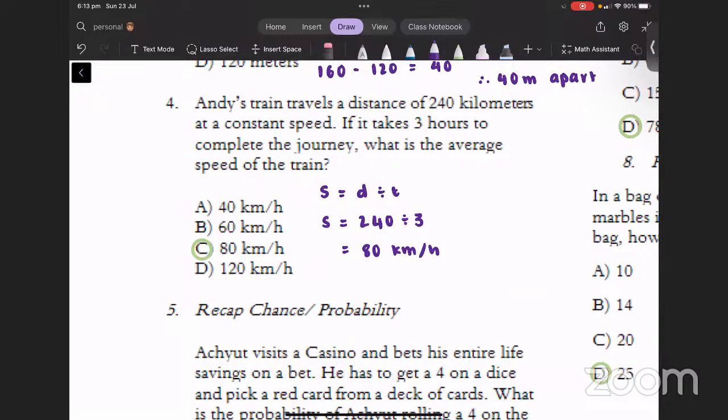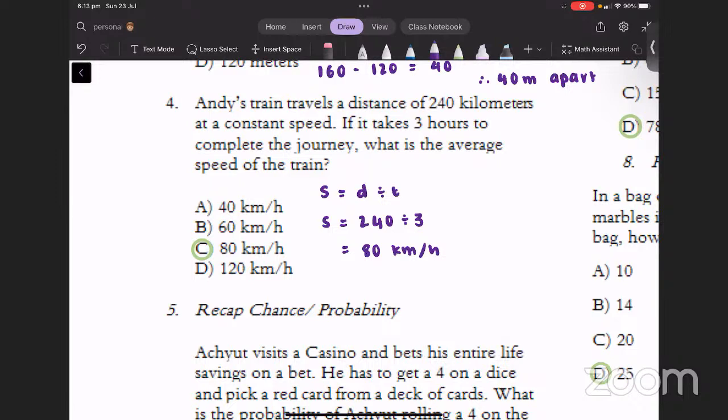We have Andy's train and he's going a distance of 240 kilometers at a constant speed. If it takes 3 hours to complete the journey, what is the average speed of the train? We're asked what's the average speed. So we're going to use the speed equation, and speed equals distance divided by time. So speed equals the distance being 240 divided by the time of 3 hours.